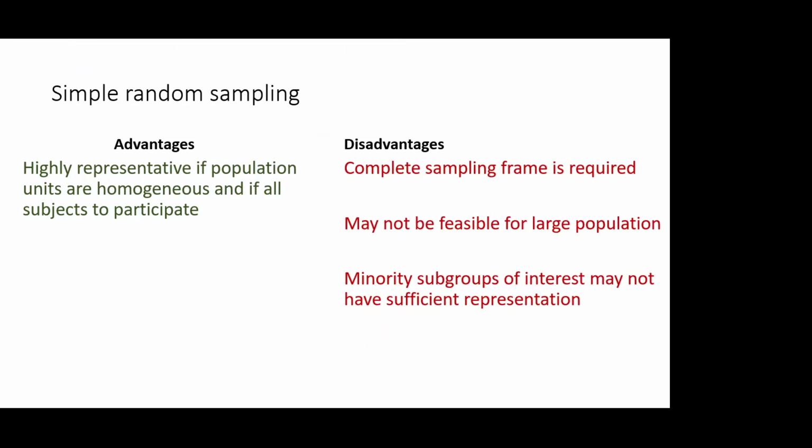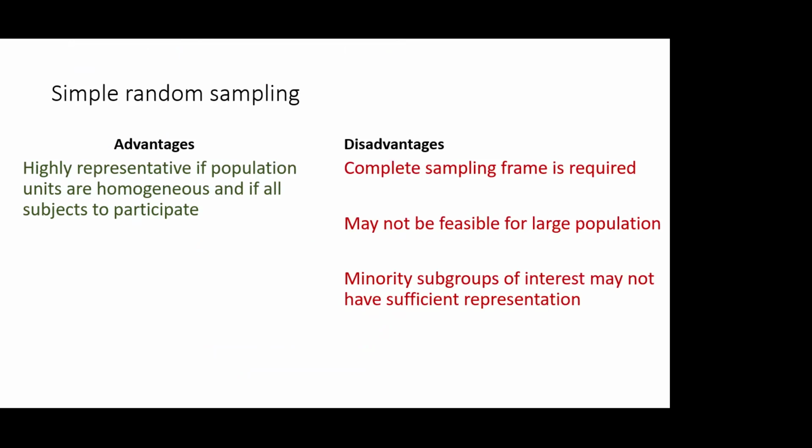They are highly representative, mainly if the population is homogeneous, if all subjects are willing to participate. The disadvantages, I have to have the complete sampling frame. Let's say in the sampling frame there are 100 people or 200 people, I have to have some method of identifying them.